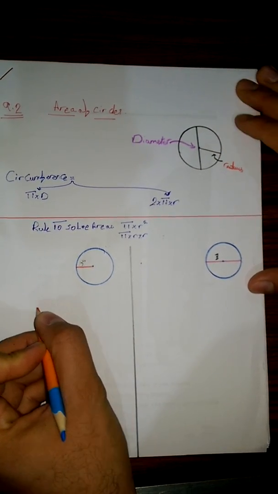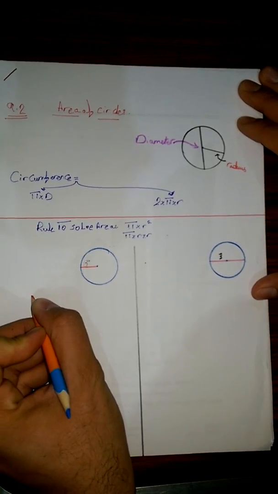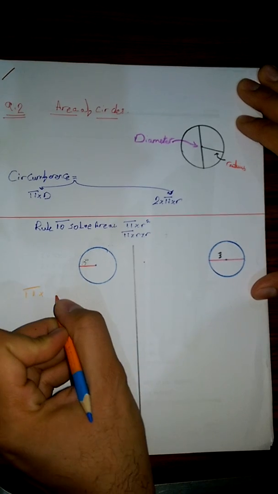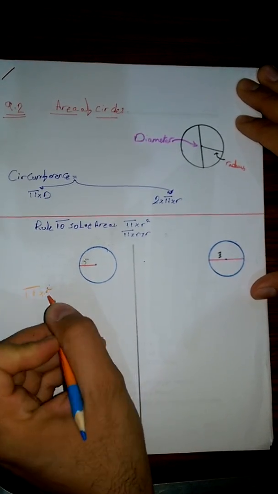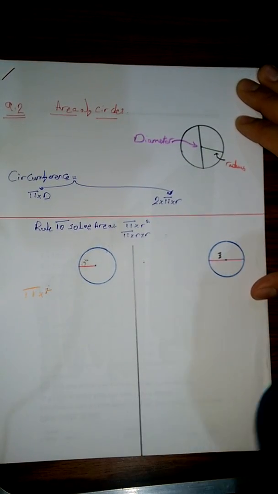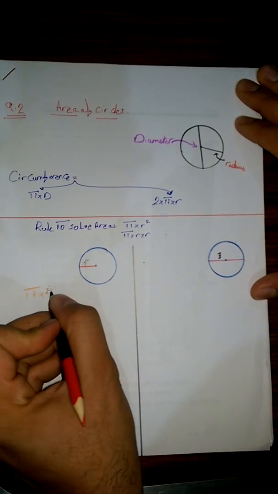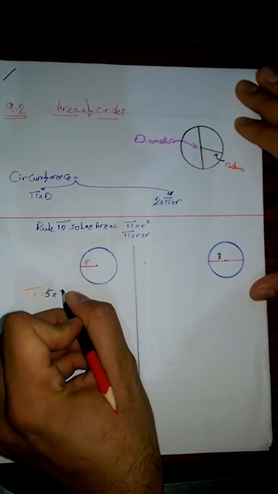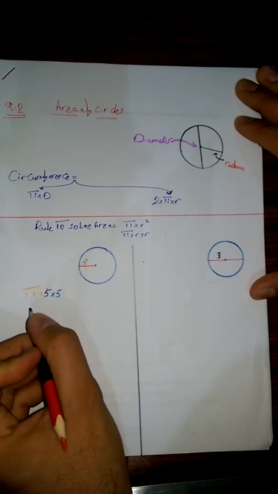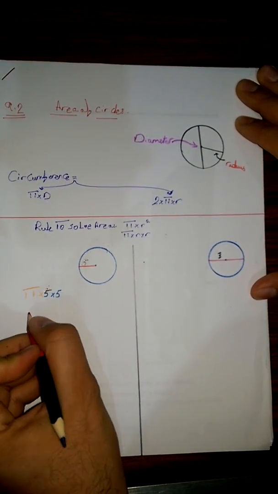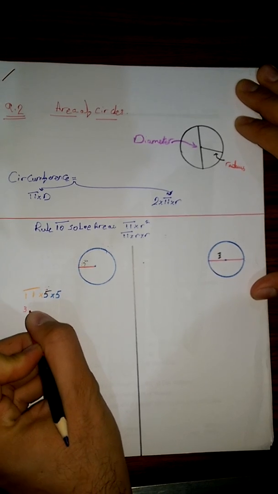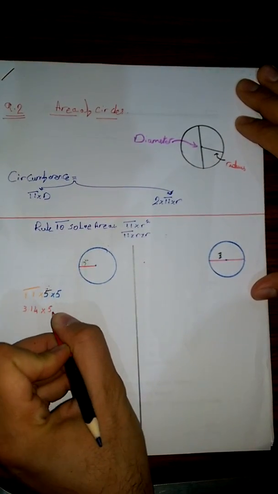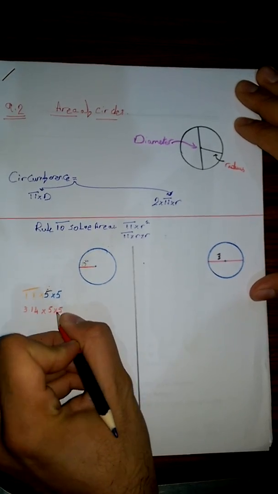What are we going to do? We're going to multiply pi by 5. Sorry, pi by 5 times another 5. Pi is 3.14 times 5 times 5.